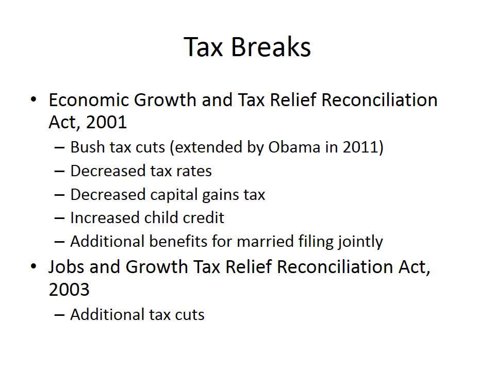The famous thing that the Bush administration is going to do is institute a series of tax cuts, most notable of which are two. The Economic Growth and Tax Relief Reconciliation Act of 2001. And again, this is straight Keynesianism. Take a look at it. These are what become known as the Bush tax cuts. These will be extended by Obama in 2011. It decreases tax rates across the board, including the highest tax rate, which had been increased under Clinton. It decreases the capital gains tax, which again had been increased under Clinton. It increases child credits, and it gives additional benefits for couples that are married filing jointly.